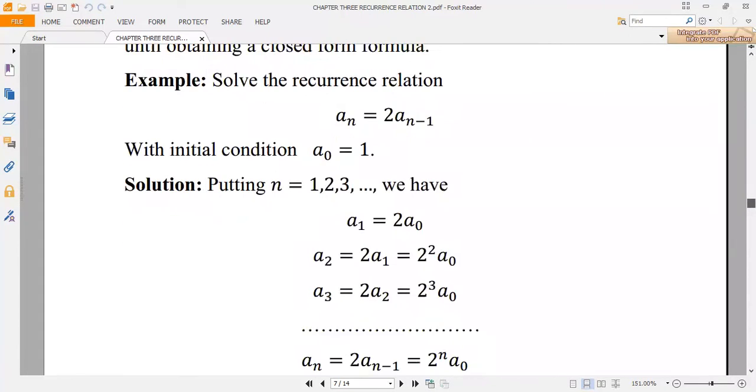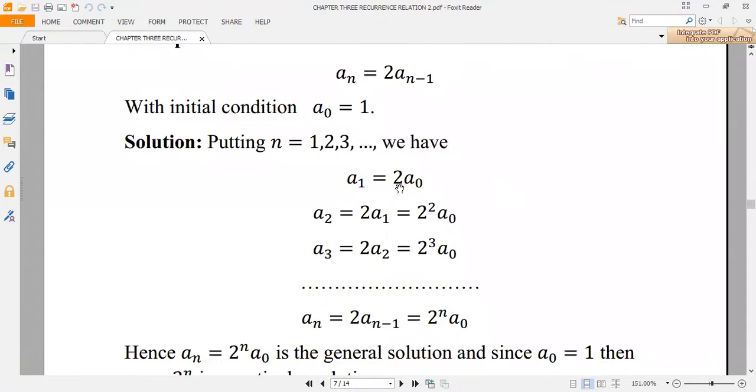When n is equal to 1, it becomes 2 times a0. And when we substitute n equals 2, it becomes 2 times a1, where a1 is 2 times a0, which gives 2 squared times a0.